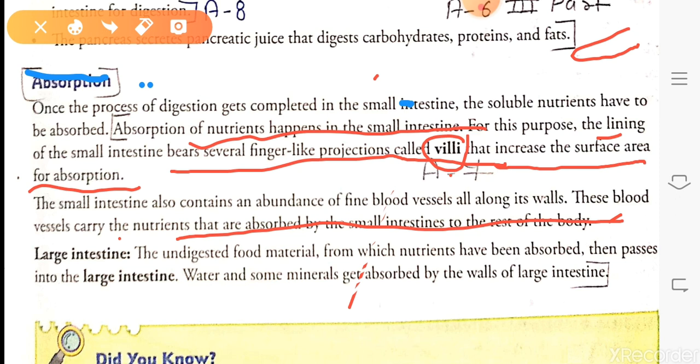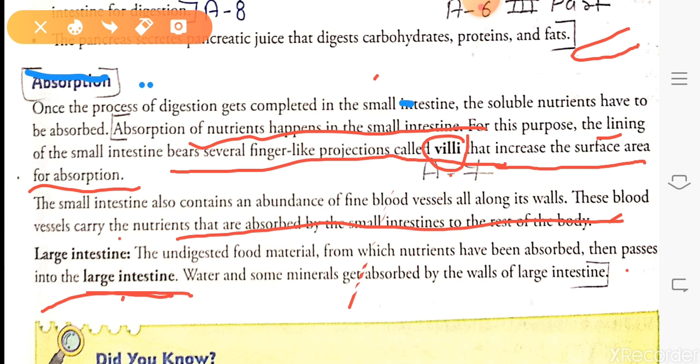Once the absorption of nutrients is completed, the undigested food material which remained in the small intestine is passed into the large intestine. The undigested food is sent to the large intestine. I think you have got it.